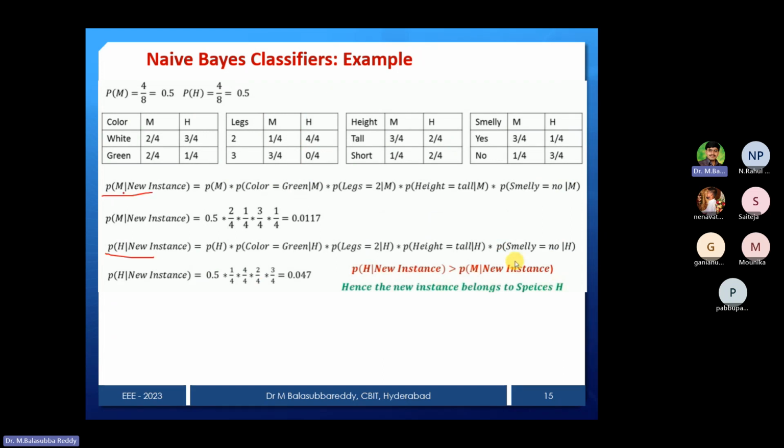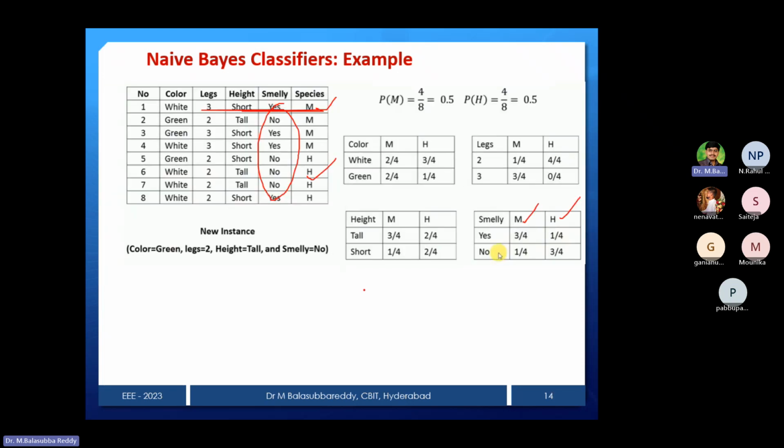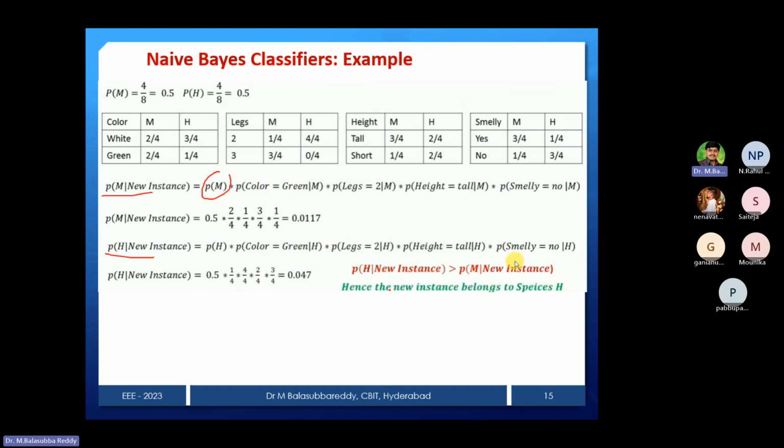So what is the P of M formula? It is the probability of getting M, and then the probability that color is green and legs are 2, because this is the new instance. What they asked is this new instance. For these cases, you have to identify the probability. Color is green, legs are two, height is tall, and smell is no. In that case, we can easily identify the probability.